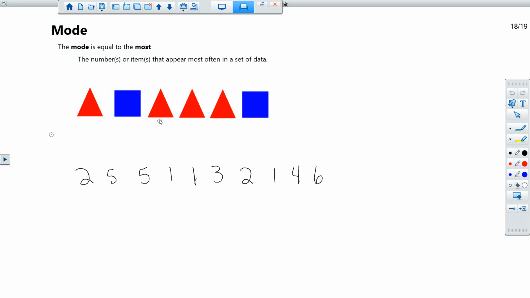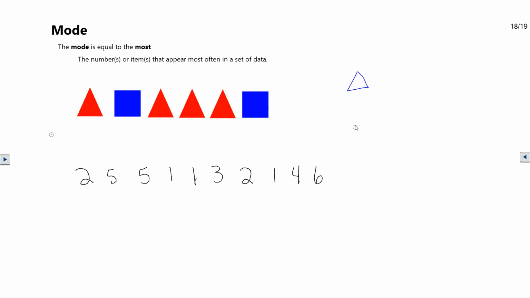This is the mode. The mode is equal to the most. What do you see the most? Okay. The numbers or items that appear most often in the set of data. So when we look here, I have a triangle, square, triangle, triangle, triangle, square. What do you see the most? Well, the triangle. So the mode would be the triangle.